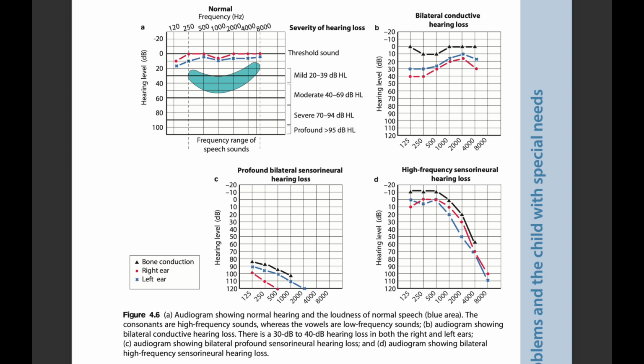Both figures show an audiogram showing normal hearing and the loudness of normal speech in the blue area. Consonants are high frequency sounds, whereas vowels are low frequency sounds. There's another audiogram showing bilateral conductive hearing loss. There is a 30 decibel to 40 decibel hearing loss in both the right and left ears. Then an audiogram showing bilateral profound sensorineural hearing loss, and an audiogram showing bilateral high frequency sensorineural hearing loss.